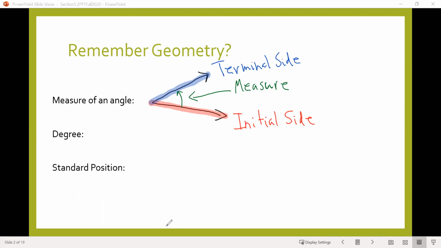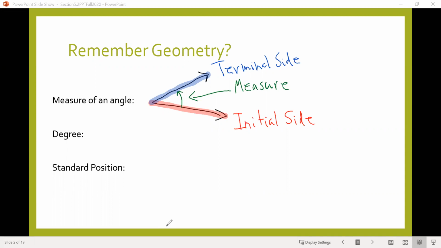And you can measure this either way. So I could actually flip my two labels here and make that top blue side the initial side and the bottom red side the terminal side, and measure the rotation there, and it should still give me the same answer. Okay, so that's the measure of an angle.